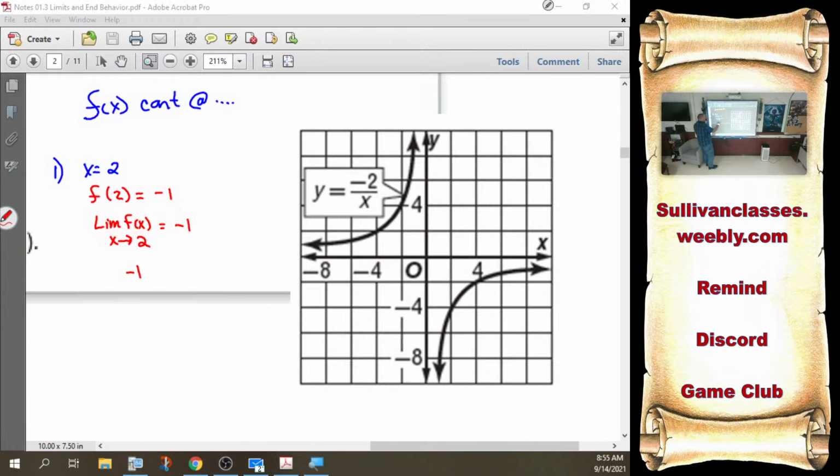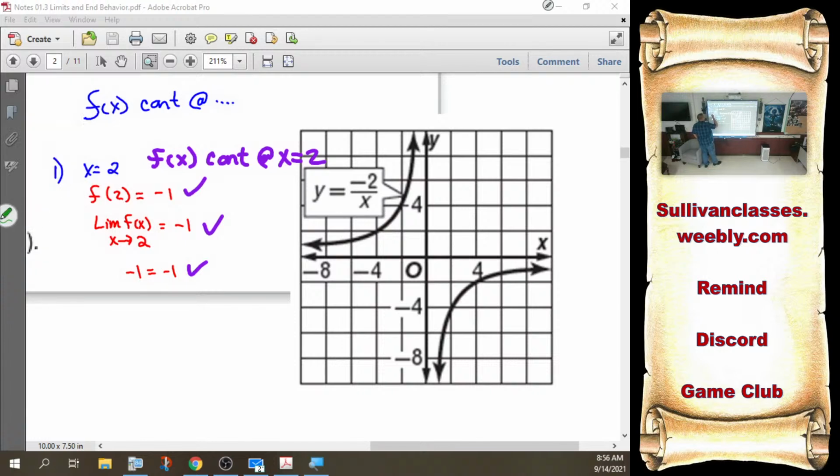Last step, does -1 equal -1? That's it. That's your test. Does it exist? Is it approaching the same limit from both sides? Are those numbers the same? It passed all 3 parts of the test. So I would say f of x is continuous at x equals 2, because it passed the test. It's slow going at first, but trust me, you can do these problems in like 10 seconds.